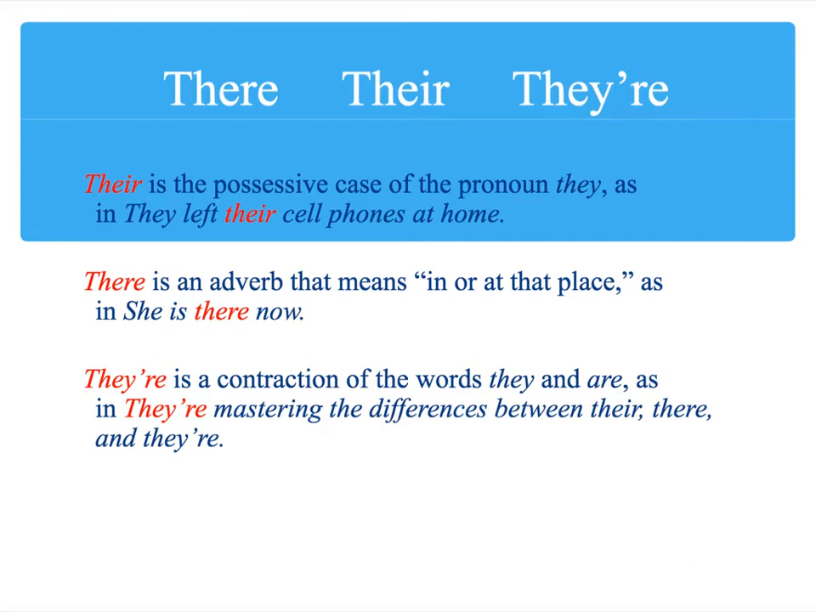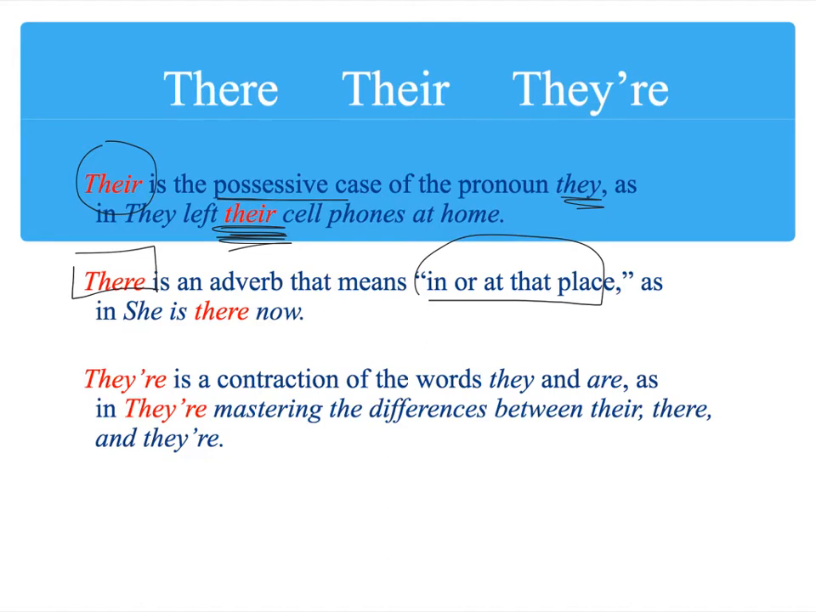Now you're probably thinking, hey, Miss Ruddy, we had these words last week, and you are correct. There, their, and they're are still being misspelled. So we're going to have another week practicing these words. So the first form, their, is the possessive form of the pronoun they. They left their, we're talking about a person, their cell phones at home. This there, however, means in or at that place, kind of like where.